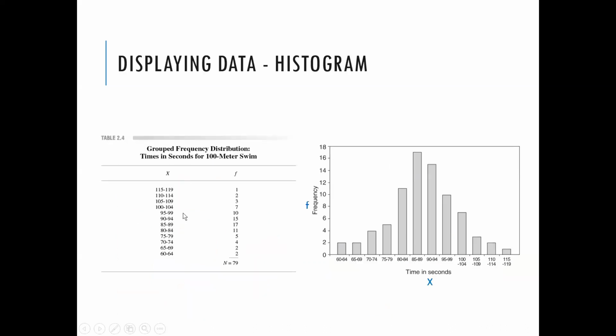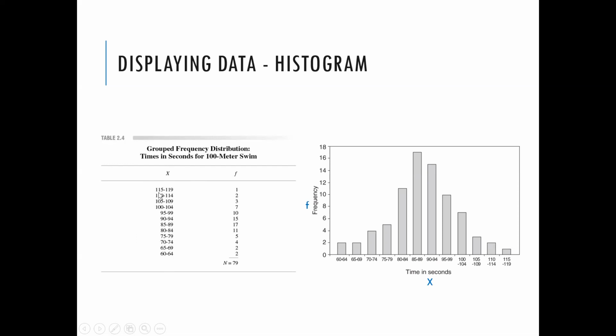So here we have a sample of 79 individuals who swam 100 meters. In this left-hand column, we have each class. So this is 60 to 64 seconds. This is 115 to 119 seconds. So here we've just taken the times for the 100-meter swim and categorized them into these different classes.